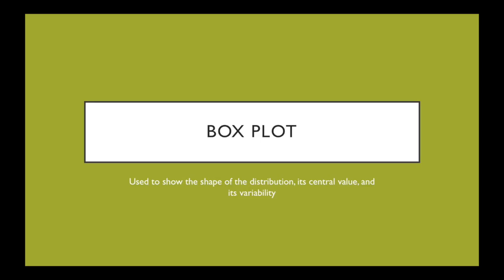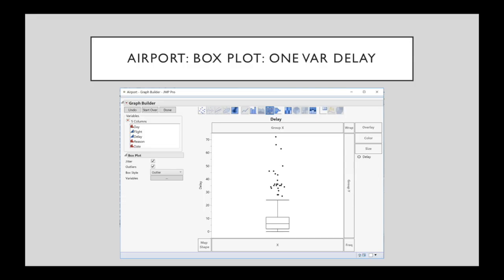Box plots are used to show the shape of the distribution, its central value, and its variability. There are two types of box plots, the one variable and the two variable box plots. For the airport data, we did delay on the y-axis as our one variable box plot. This box plot shows that there are several outliers and that the min is 0, the first quartile is 2, the median falls at 5, and the third quartile is around 10. The max of the data is 20.